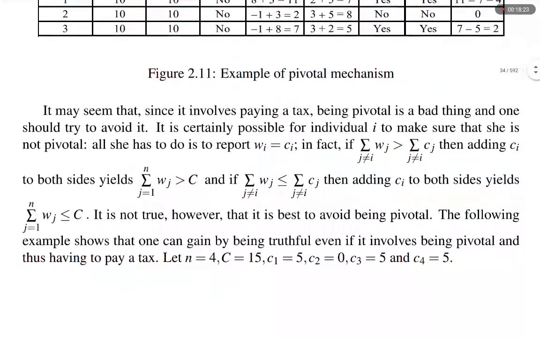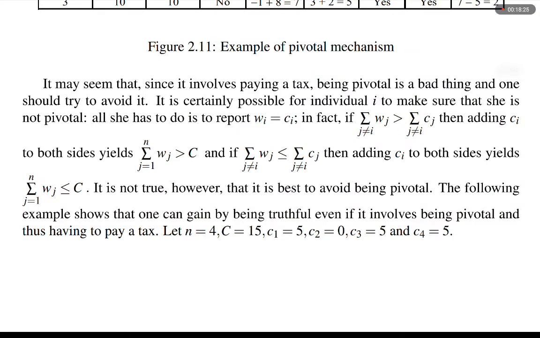It may seem that since it involves paying a tax, being pivotal is a bad thing, and one should try to avoid it. It is certainly possible for individual I to make sure that she is not pivotal. All she has to do is to report W sub I equals C sub I.